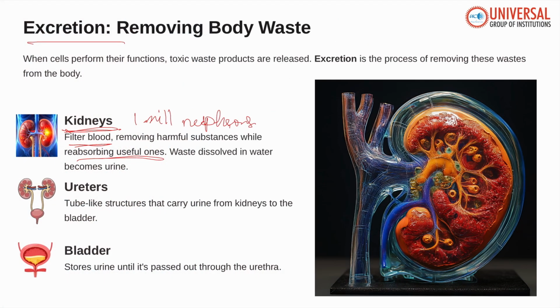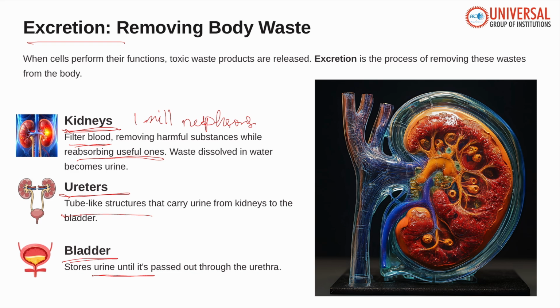And second, we have ureters. The ureters are two thin tubes that carry urine from the kidney to the bladder. And then we have the urinary bladder, a muscular storage bag where urine is kept until it is released. The bladder stores urine until it passes out through the urethra. The last we have the urethra. The external opening through which the urine leaves the body is known as the urethra.